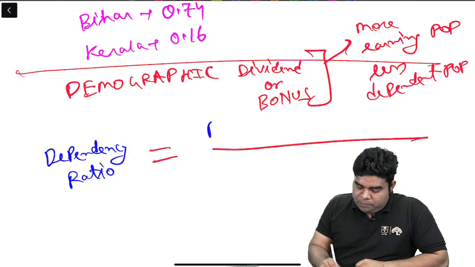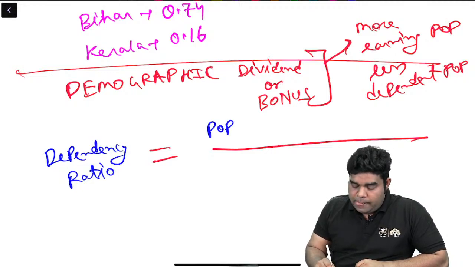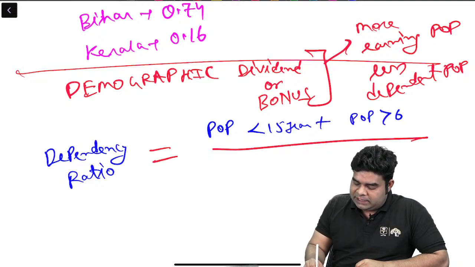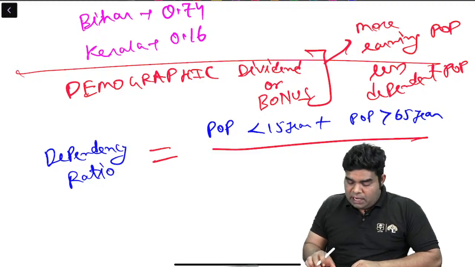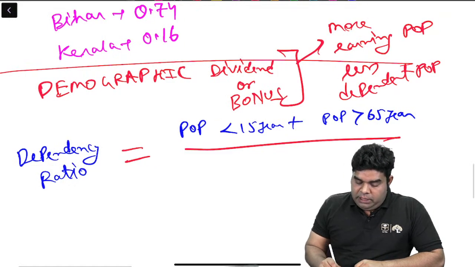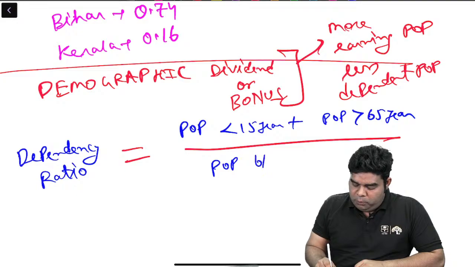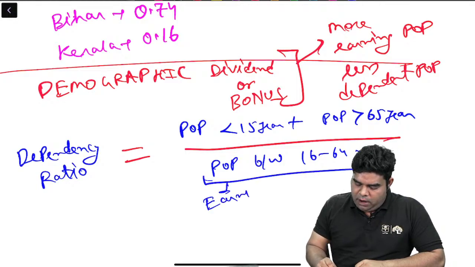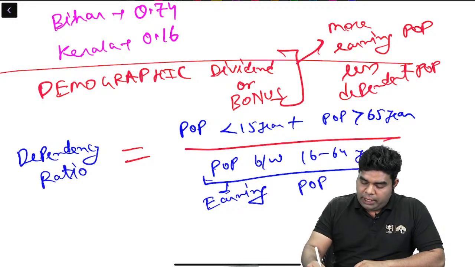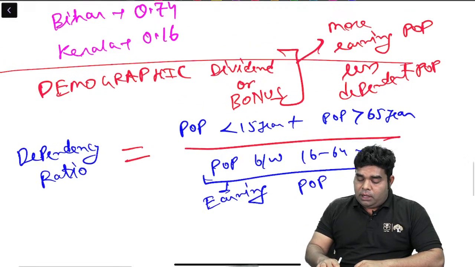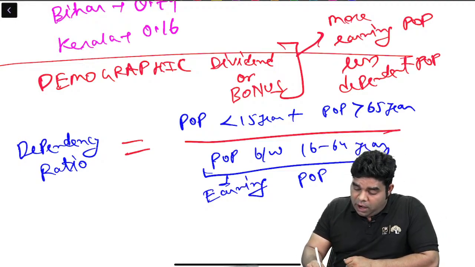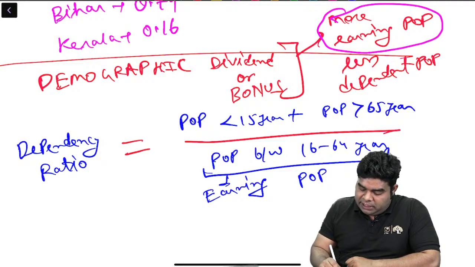Dependency ratio means those population who are less than 15 years plus population more than 65 years. These are the dependent population divided by population between 16 to 64 years. So these are the earning population. Okay. Now, demographic bonus will come when the earning people will be more. That means the denominator should be more.